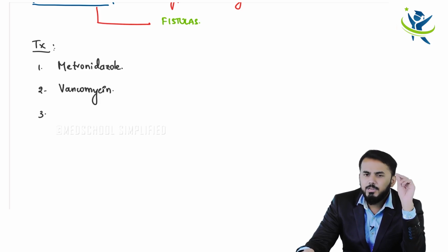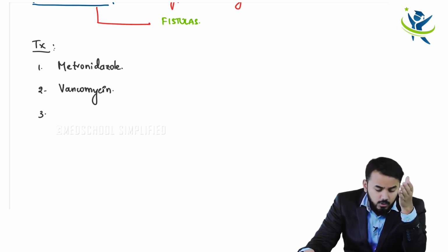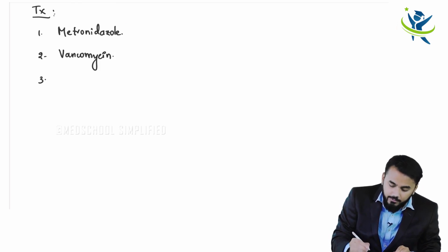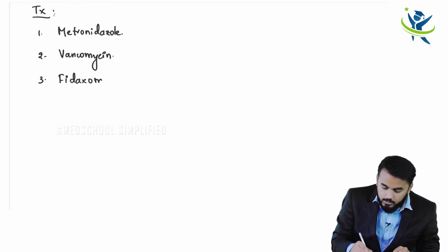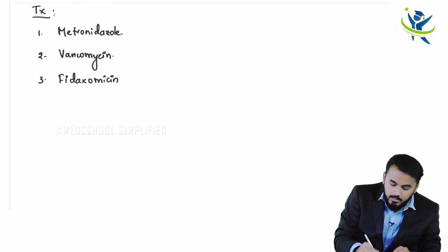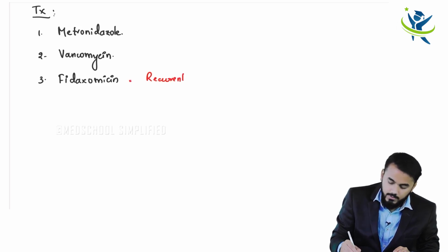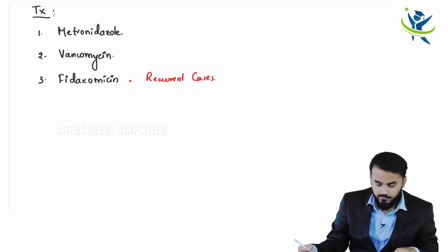But after one year, the patient again gets the same problem, and this time the patient is getting the problem again and again, recurrently, right? So if you see any kind of recurrent cases, then please give a drug called fidaxomicin. Fidaxomicin is used in recurrent cases only. So oral metronidazole and fidaxomicin, these are the two drugs which you have to give.